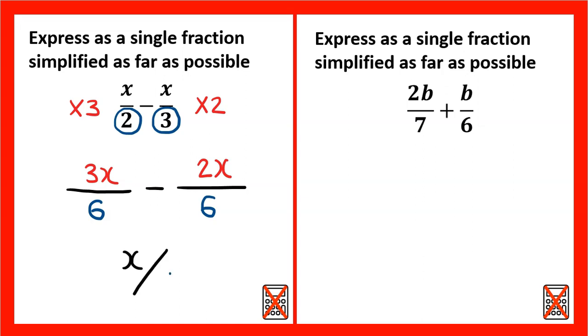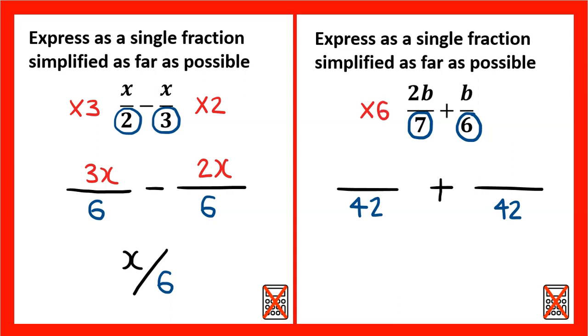over 6. The one on the right is almost identical, apart from this time we have an addition rather than subtraction. The lowest common denominator of 7 and 6 is 42. 7 multiplied by 6 gives us 42. So 6 lots of 2b is 12b. And 6 multiplied by 7 will give us 42. And b times 7 is 7b. Adding 12b and 7b will give us 19b over 42.